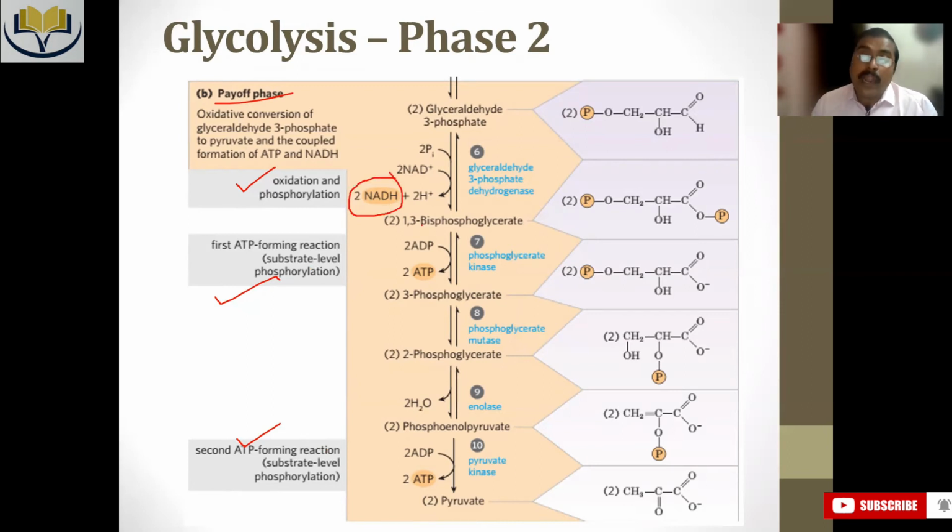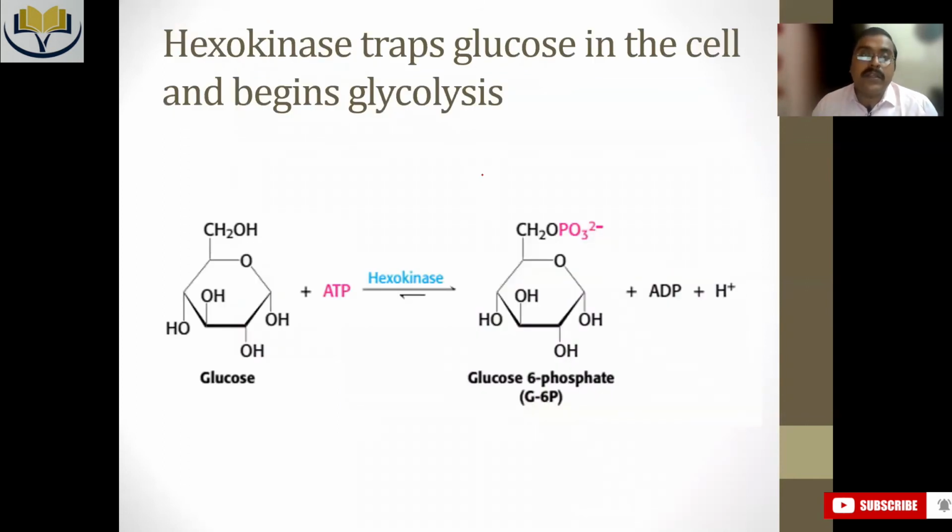Another molecule is not directly involved, it's being produced in this particular process, that is NADH. And the final end product is pyruvate, which is a 3-carbon compound. Here every structure is mentioned on the right hand side. So let's start with hexokinase.